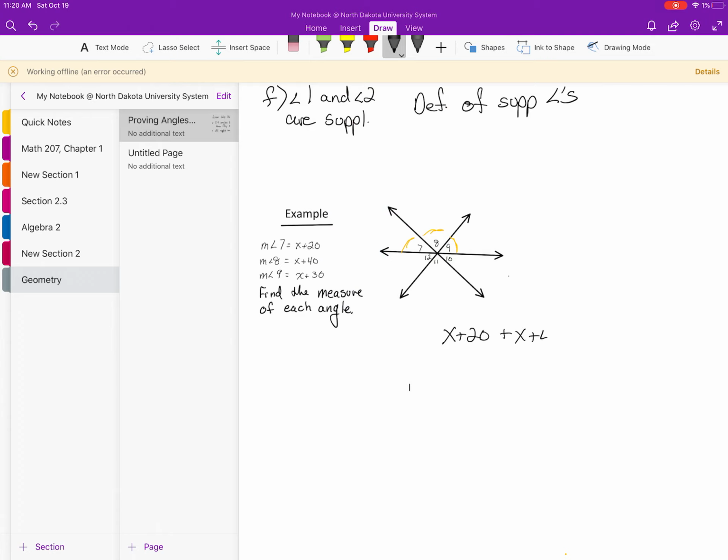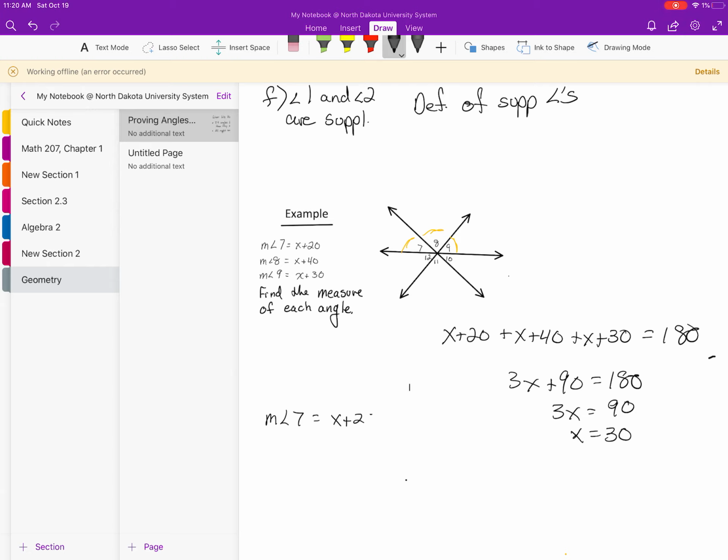So let's do that. Let's say x plus 20 plus x plus 40 plus x plus 30 equals 180. And we get 3x plus 90 equals 180. 3x equals 90 and x equals 30. Okay, so we have x. We still don't have angles 7, 8, and 9, but we can figure those out, right?